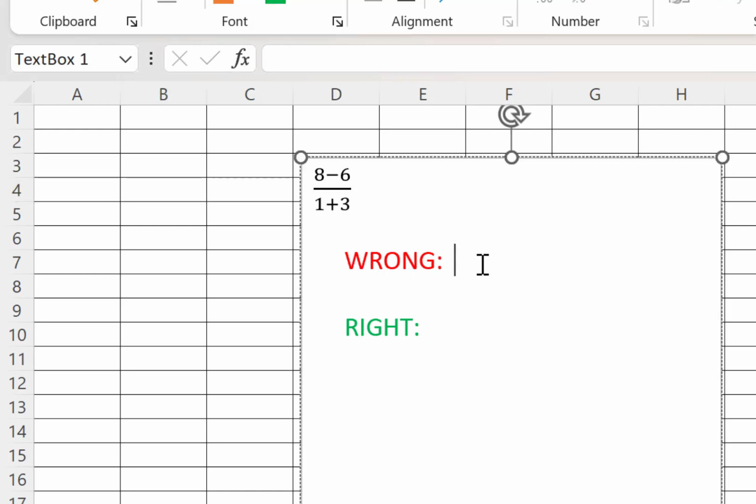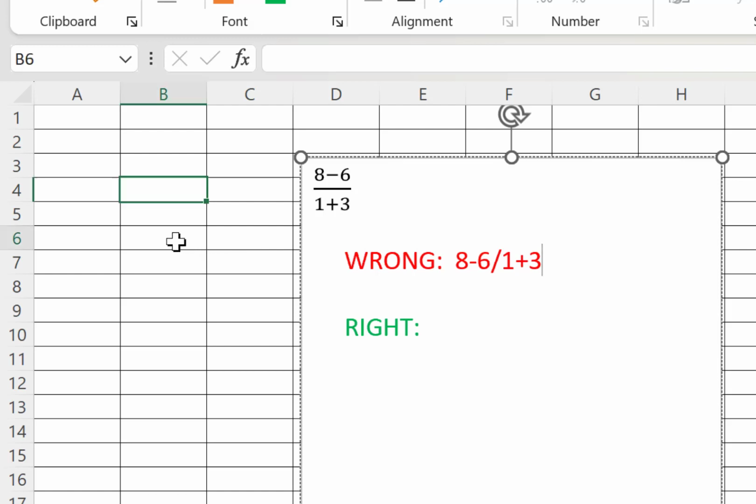Now, if you were to pull out a calculator and type directly left to right, top to bottom, you might think to type 8 minus 6 and then a division symbol, 1 plus 3. But notice that is incorrect. Your calculator would read that left to right using order of operations. So it would first divide 6 divided by 1, and it would get 6 for that calculation. Then it would take 8 minus 6 plus 3, and it would get an answer of 5.